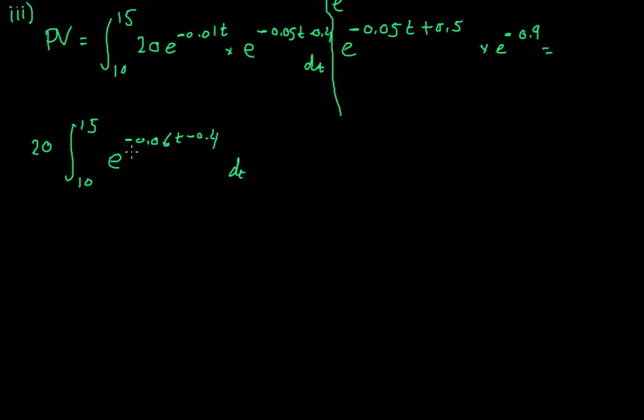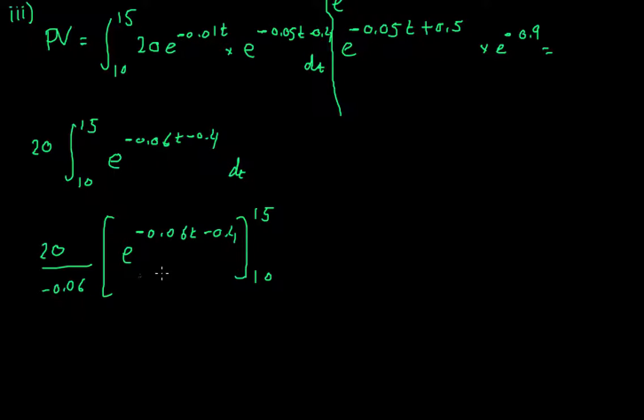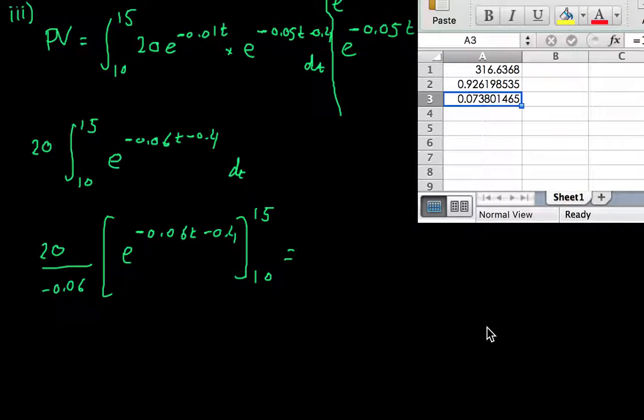And the integral of this is the function divided by the derivative of the index. So that's then going to be 20 divided by negative 0.06, and I can take that out of the whole thing and make that e to the 0.06 t minus 0.4, and that's from 15 to 10. So that would all be divided by negative 0.06, but I can take it out because it's got no t's attached to it. And now all I have to do is this when you sub in 15 minus this when you sub in 10. And let's use Excel to find that answer.